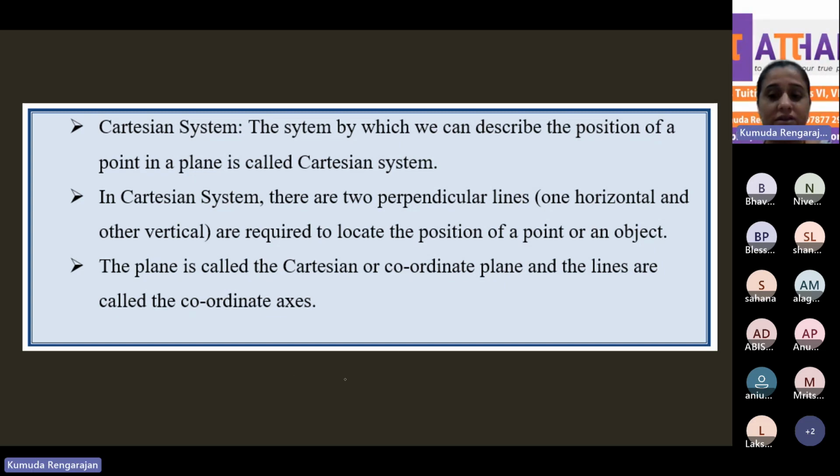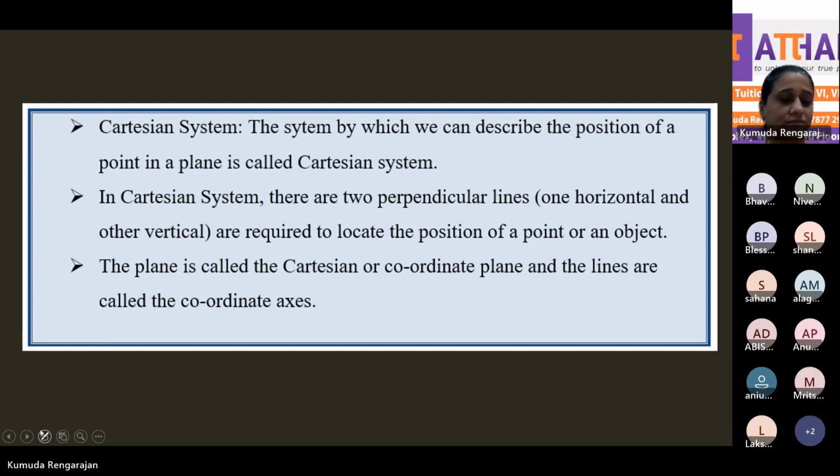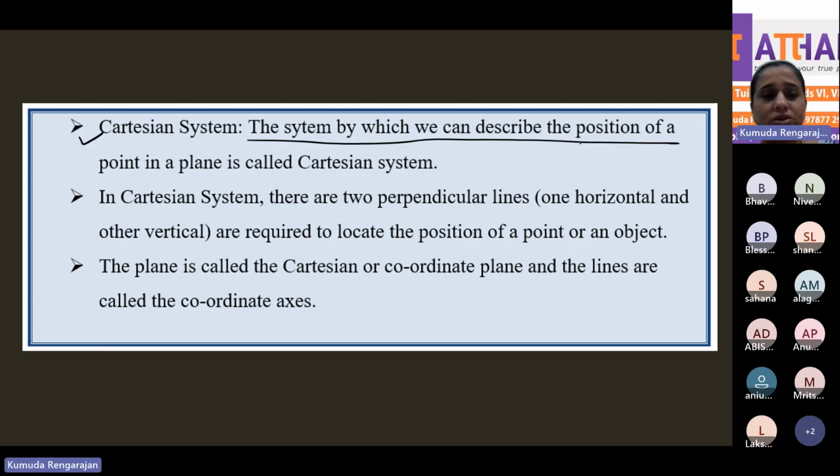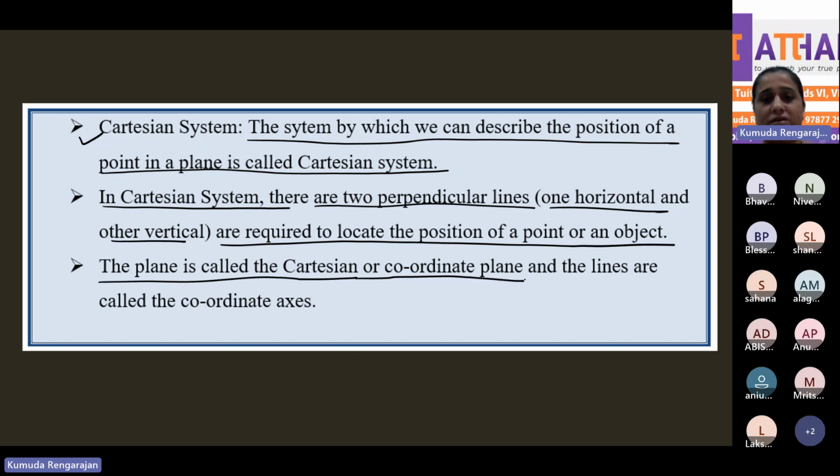Don't write anything now. So you can see here, the system by which we can describe the position of a point in a plane is called the Cartesian system. In the Cartesian system, there are two perpendicular lines, one horizontal and other vertical. These two lines are required to locate the position of a point or an object. The plane is called the Cartesian or the coordinate plane. It's also called the coordinate plane, coordinate geometry, coordinate plane, or the Cartesian plane.